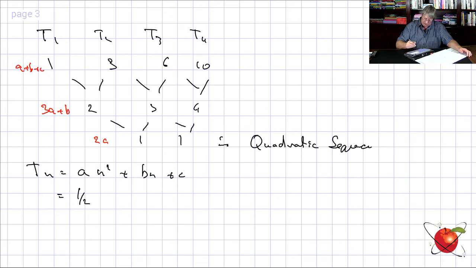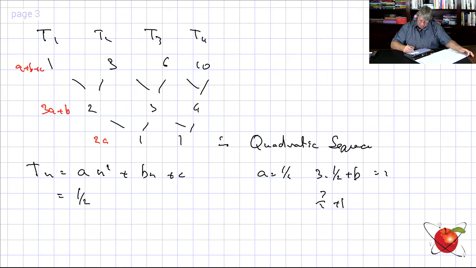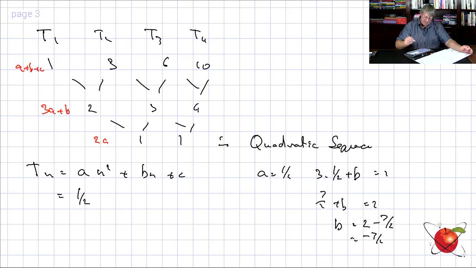Therefore, a is equal to a half. 3 times a half plus b equals 2. Therefore, that is what? That's 3 and a half is 6, 7 over 2 plus b equals 2. b is going to be 2 minus 7 over 2, which is basically 4 over 2 minus 3 over 2, and you can then work out what c is. You're going to end up with a quadratic equation.